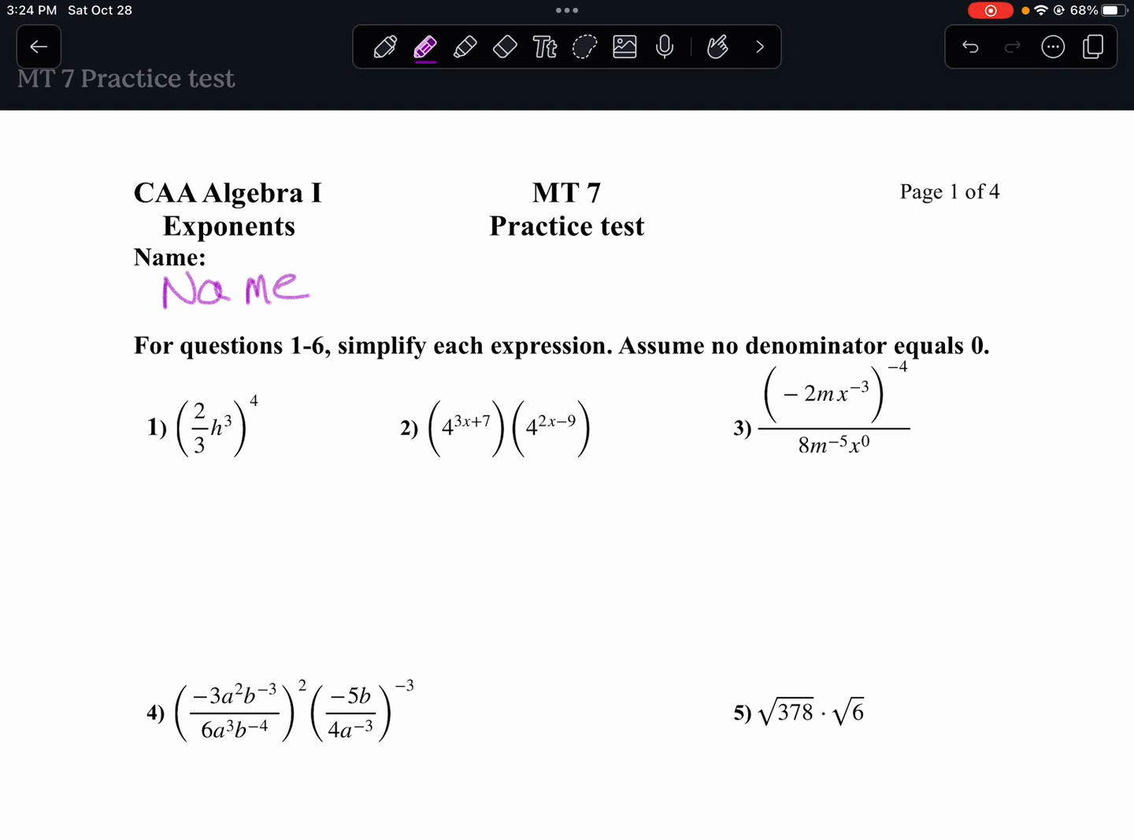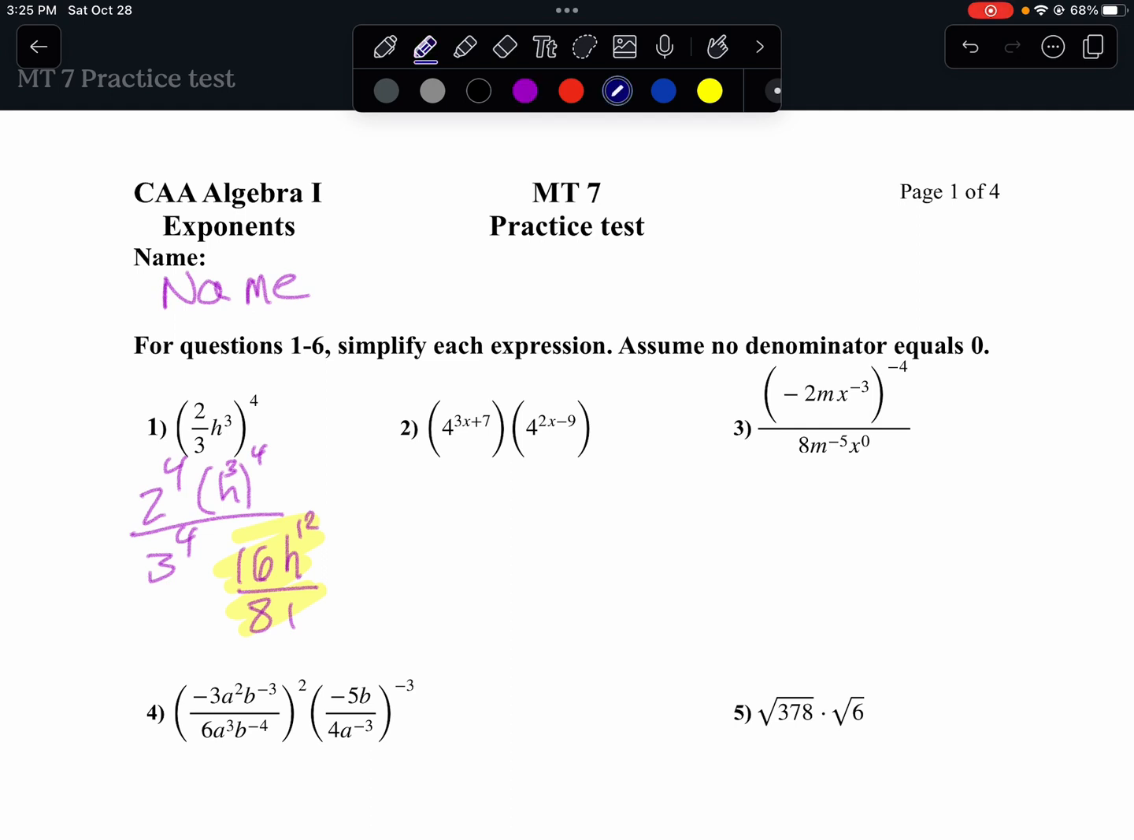Now in question 1, let's apply our exponent to each number. So we get 2 to the 4th, h to the 3rd raised to the 4th power, all over 3 to the 4th. Well, 2 to the 4th is 2 times 2 times 2 times 2, which is 16. When we take a power to a power, we'll multiply our exponents, so we'll get h to the 12th. And then 3 to the 4th is 81. There's our first one.